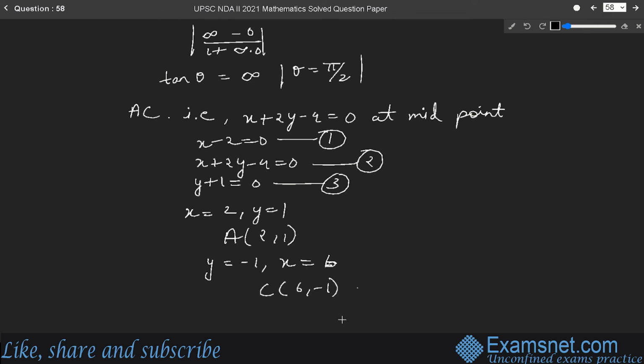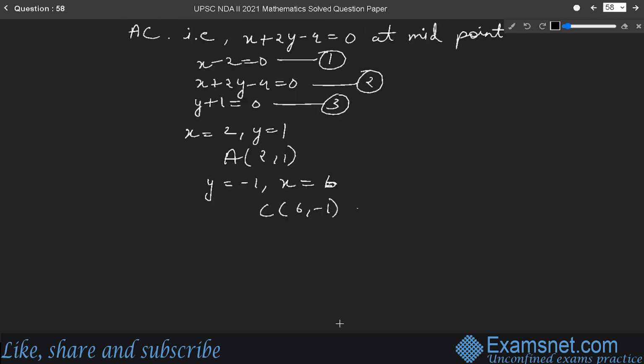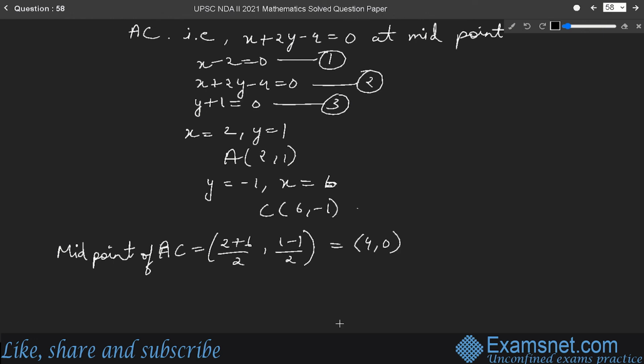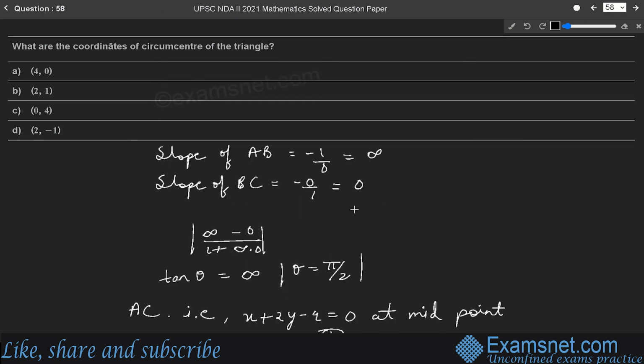Now we have to find the circumcenter, and we know that the circumcenter will be the midpoint of AC. So the midpoint of AC will be ((2 plus 6) by 2, (1 minus 1) by 2), which equals (4, 0). Since the circumcenter is equal to the midpoint of AC, the circumcenter will also be (4, 0). So the correct option for this question is option A.